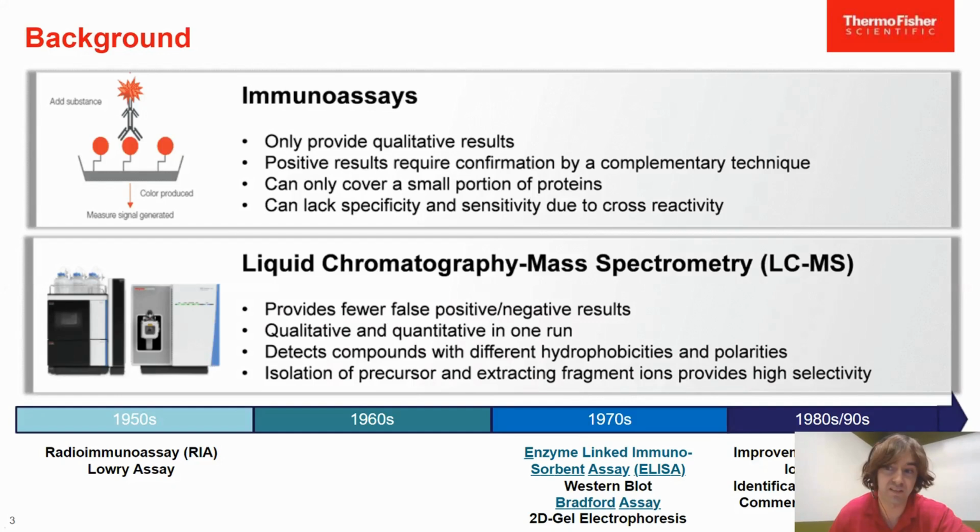LCMS has several key advantages, such as providing fewer false positives and negatives, and the ability to provide qualitative and quantitative data within one run. It's also able to detect proteins with different hydrophobicities and polarities, which combined with high selectivity means LCMS can be used to accurately and confidently quantify most proteins.